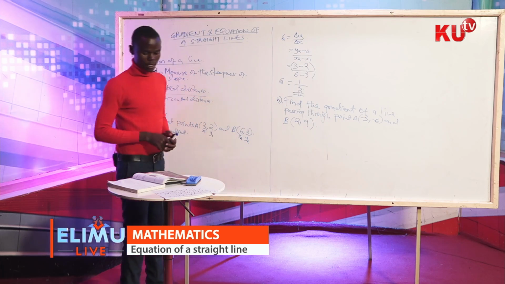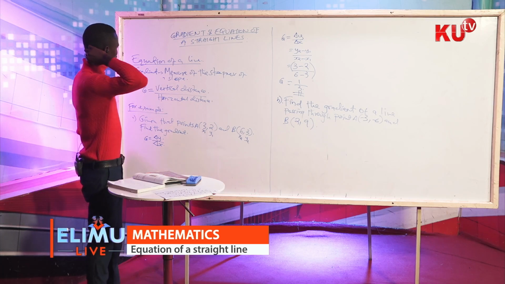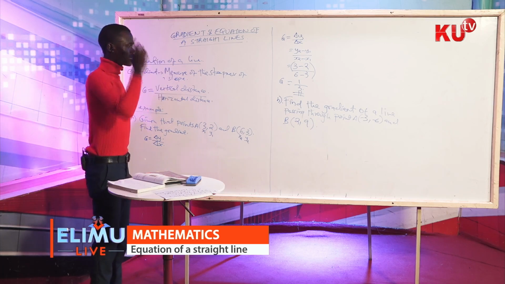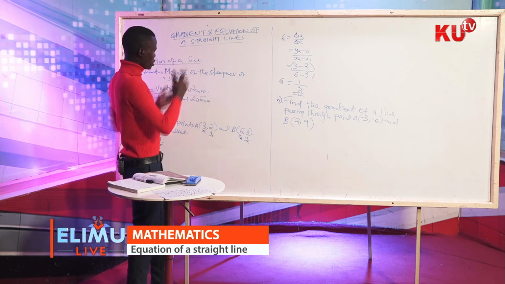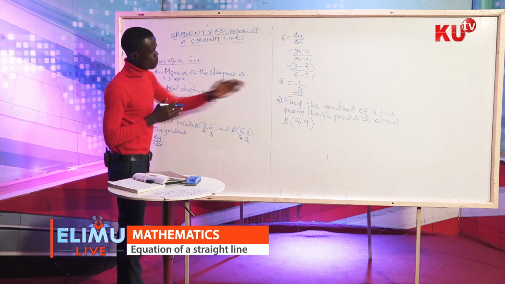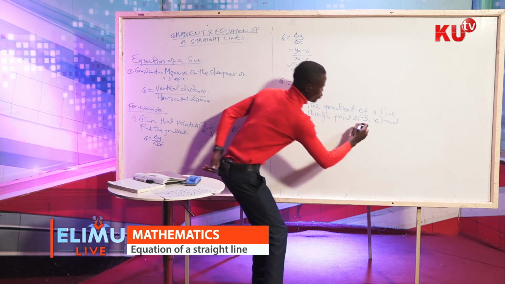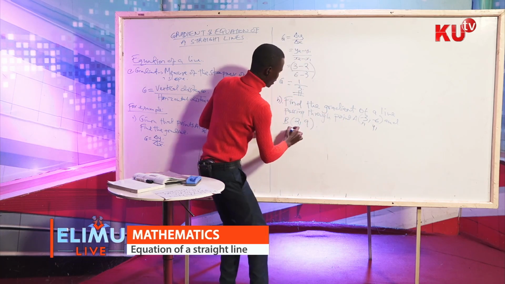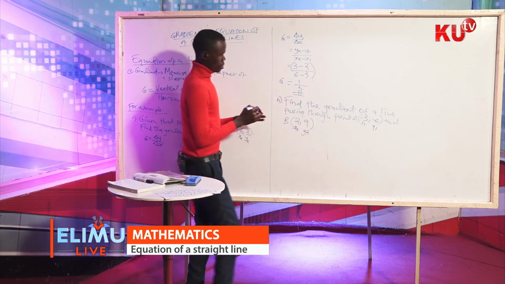Remember, just like I said when I started, that for us to form the equation of a line, we have to know how to find the gradient. So let us come. Just like I did in the previous example, we are back here. This is point A. We just give it x1, y1 and x2, y2.